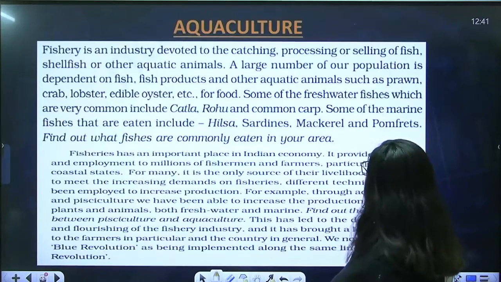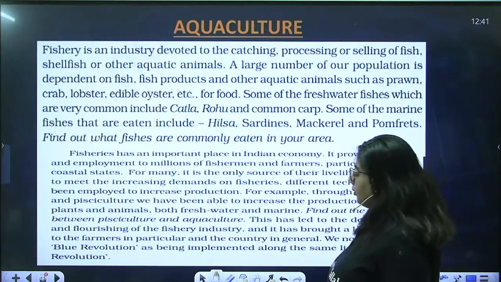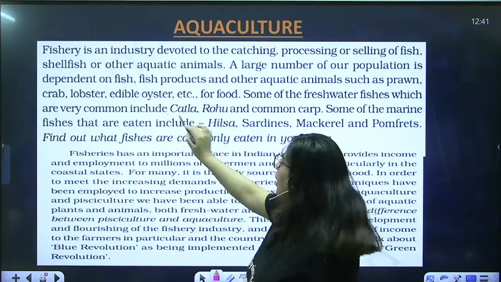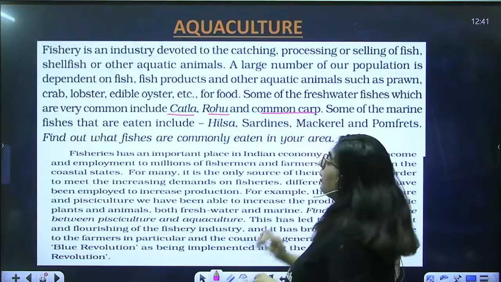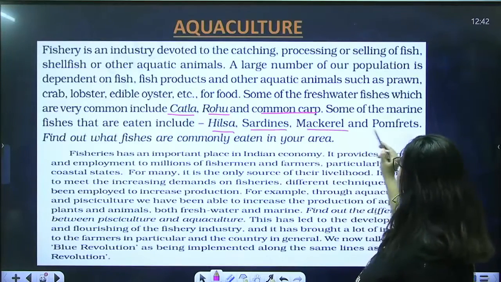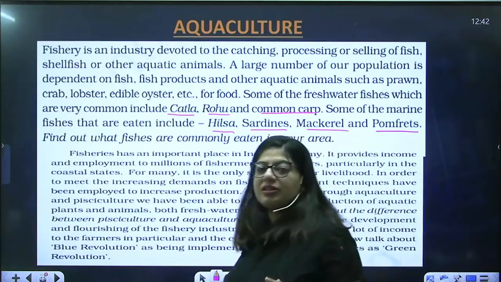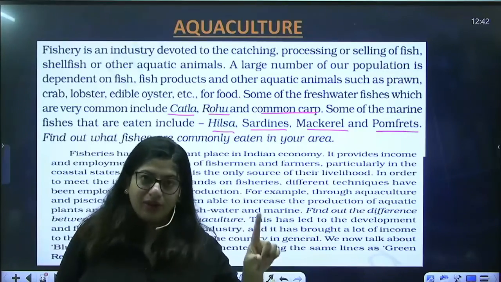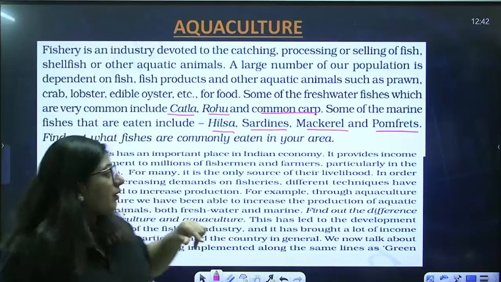Some of the freshwater fishes which are very common, so what are the freshwater fishes which are common in India? Katla, rohu and common carp. And the marine ones are hilsa, sardine, mackerel and pomfret. Please learn these organisms, because you must have learned these in the animal kingdom as well, right, in 11th class.